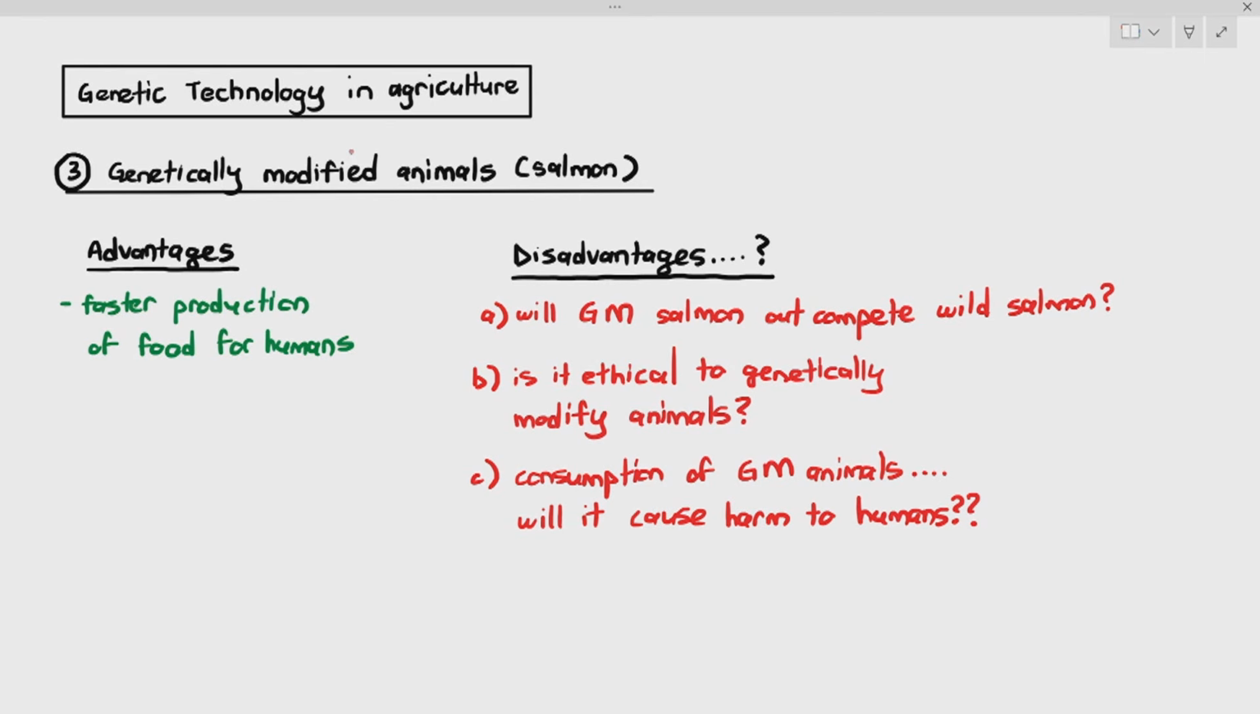Number 3, consumption of genetically modified animals. We are unsure whether it may cause allergic reactions or harm to the human body in the long run. These are some of the possible disadvantages. Not really a disadvantage, but we are just worried with these kind of questions when we are talking about the ethics of genetically modified animals. So with that being said, we are finally done with chapter 19 of the Cambridge A-Levels syllabus.